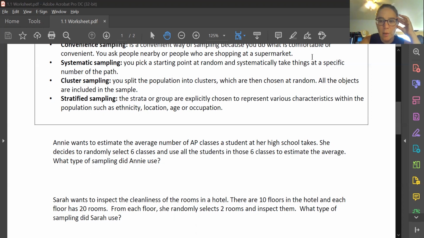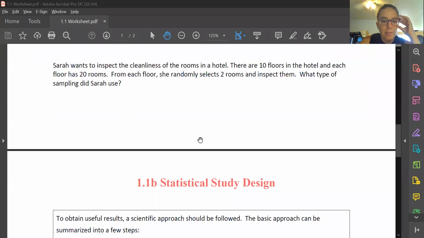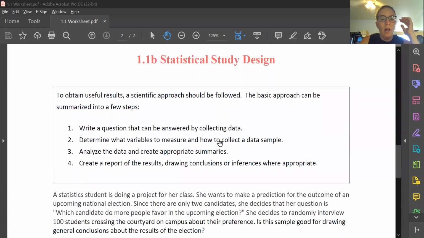Or I guess it's still chapter 1, but the statistical design. Okay, so now we're going to really get into bias in the next video, but here we're just going to talk about a few different ways to have good studies. And so here's the steps that we're going to go through. We are not going to do all of these steps. We're going to focus on 2, 3, and 4 throughout this course. But initially we're going to be focusing on 2 and 3.